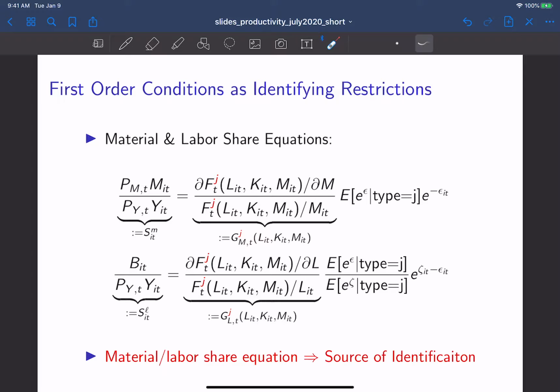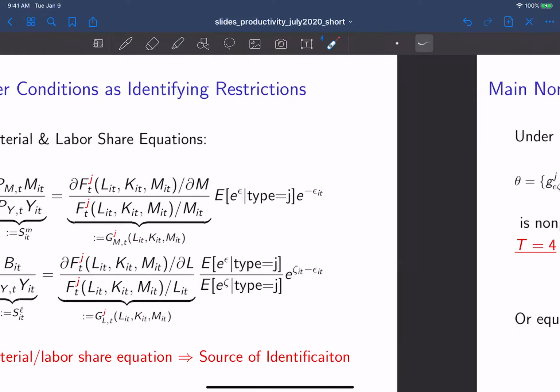Okay, so this is just a very general way of writing the first order condition for M and L. Okay, and then this gives you the source of identification. And this is a strategy used by the GNR, Gandhi-Navarro-Rivers, to recover the identification of the production function when there is no unobserved heterogeneity beyond the Hicks neutral technology.